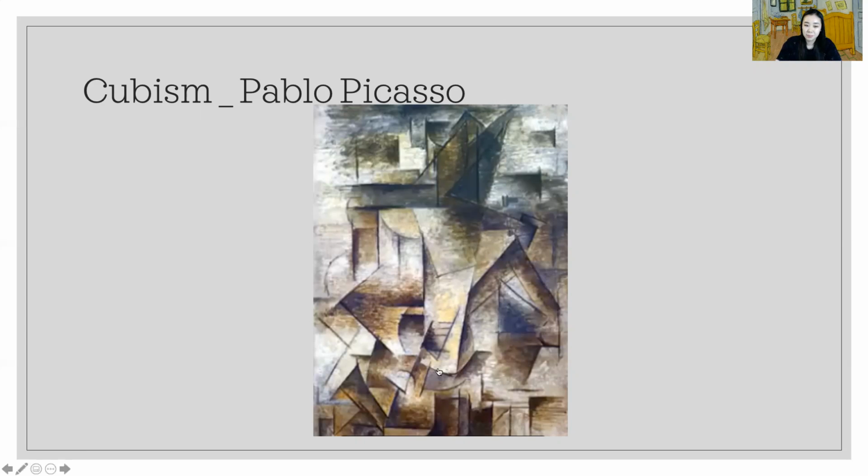So here, the top part, it's the head. And this part is the body. And this is the guitar. So the artist simplified all the body parts and reorganized them in this painting. So there is a video about this painting in detail. Please watch the video to see about this painting in detail.